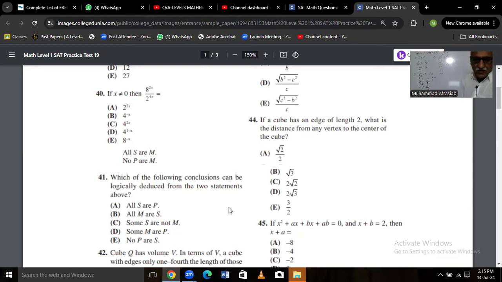E, no P is S. No P is in S, that is true. So only choice E is the true choice, that no P are in S.